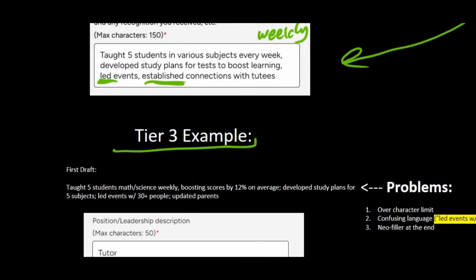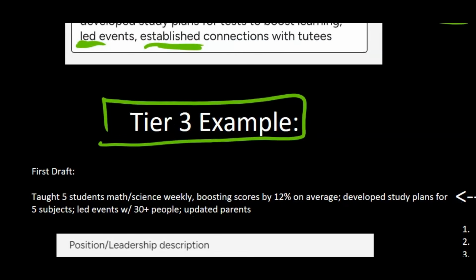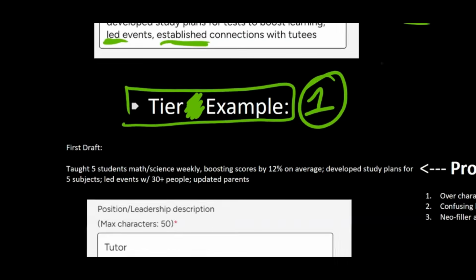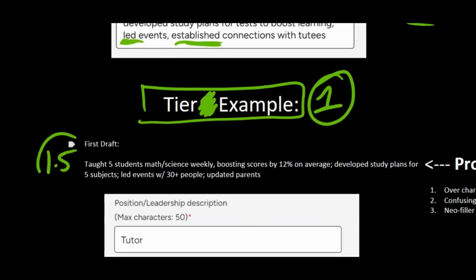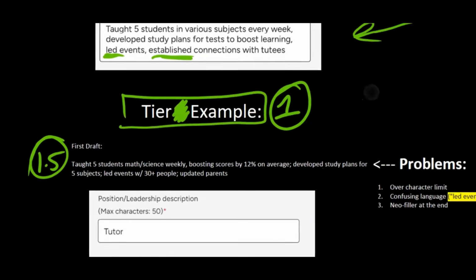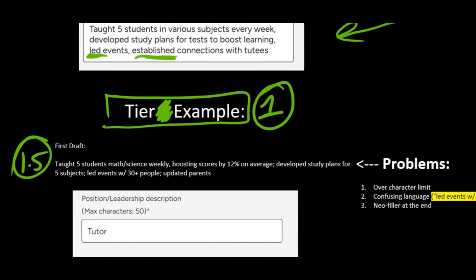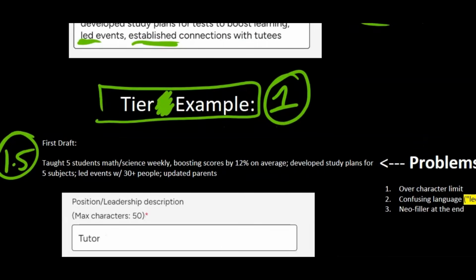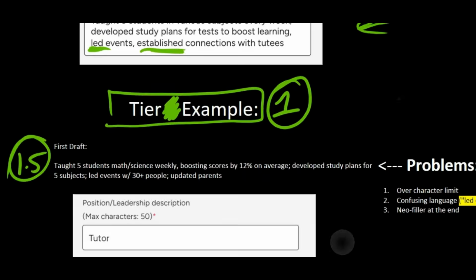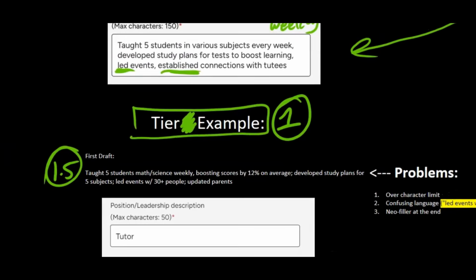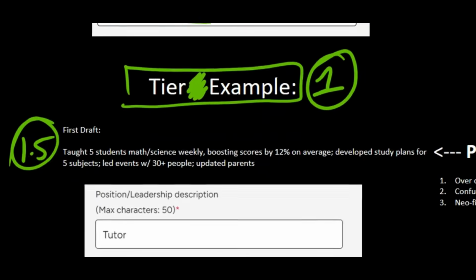And so now let's move on to a tier 3 example. Oh wait, mistake, this is not a tier 3 example. This is a tier 1 example. So here is going to be a tier 1.5 example. I apologize for the confusion there, but essentially tier 1 is the tippity top and tier 3 is the bottom of the barrel, very bad.